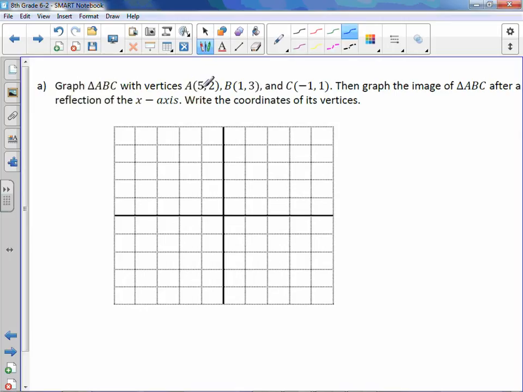So let's graph these points here. We have (5, 2), and that's A. (1, 3), which is B, and (-1, 1), which is C. And go ahead and make your triangle.